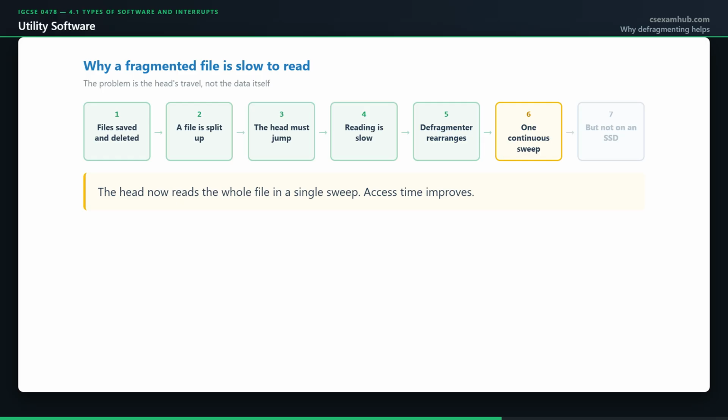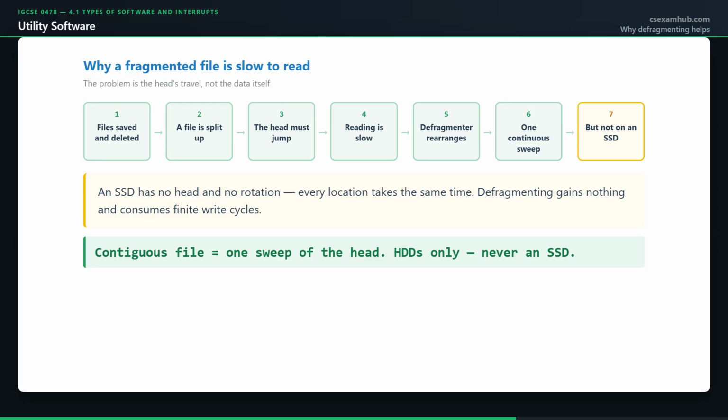Now, one point that matters and which older material gets wrong. This benefits magnetic hard disks and only those. A solid-state drive has no moving parts at all, so there is no head to move and no rotation to wait for. Every location takes the same time to reach. Defragmenting an SSD gains nothing, and because it performs a large number of writes, it actively consumes some of the drive's finite write cycles. So the honest answer is that defragmentation speeds up an HDD and should not be run on an SSD.